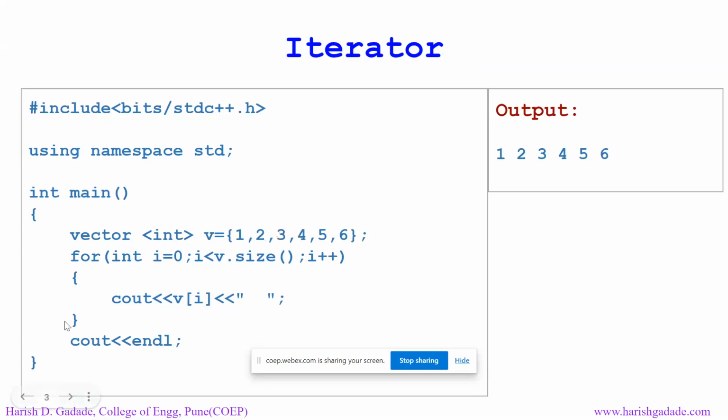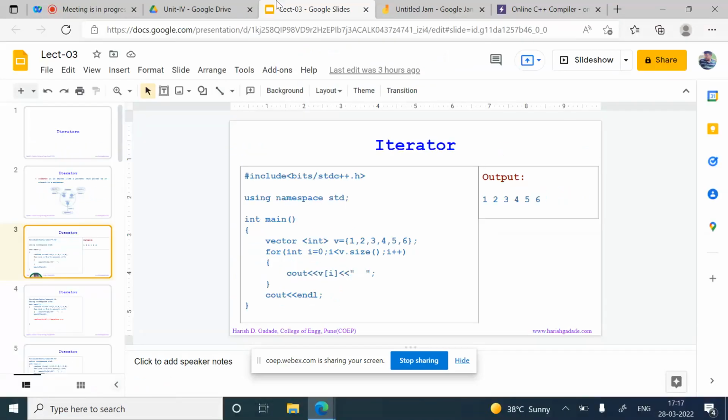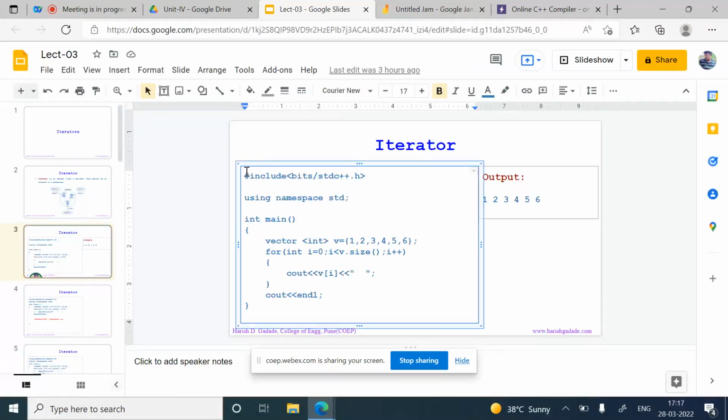So this is the code. Without using iterators also we can display these vector elements. I'll show you how we can do this. I'll copy and paste it there.